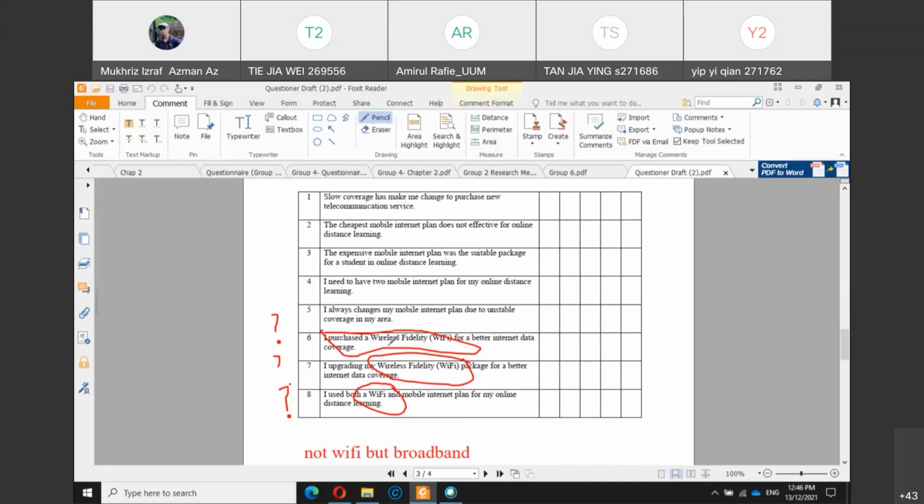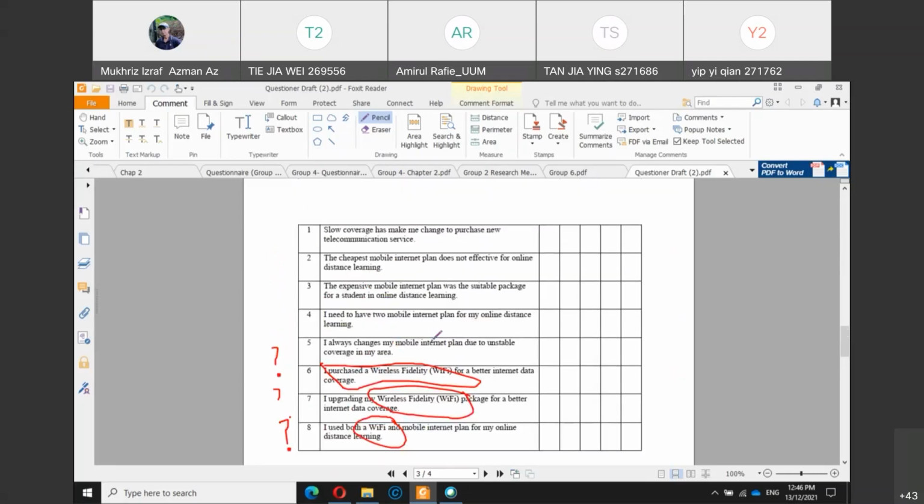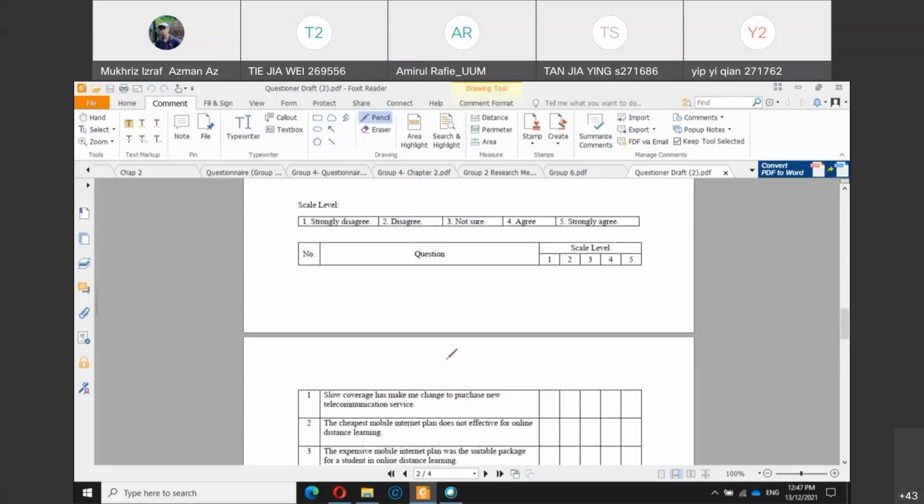That's why I put question marks on all these questions, because you use broadband. With broadband like Unifi or Streamyx, you subscribe to a broadband service, TM Net or TM Unifi or TM Streamyx, or any other such as Maxis broadband, and then you access the internet using Wi-Fi. But you don't purchase Wi-Fi. So that is my problem.